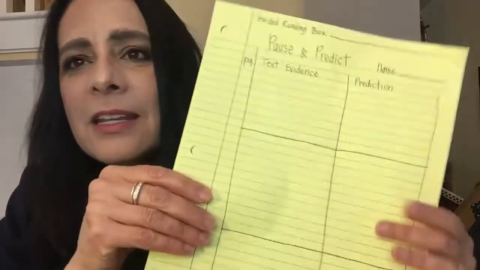Many of our fluent readers have learned this along the way, either through instruction or it's just something that they innately do. But for the majority of our readers, we need to be explicitly teaching this skill through the grades. And one of the ways that I do it is through a little prediction paper that I made. And I made it just very simply.